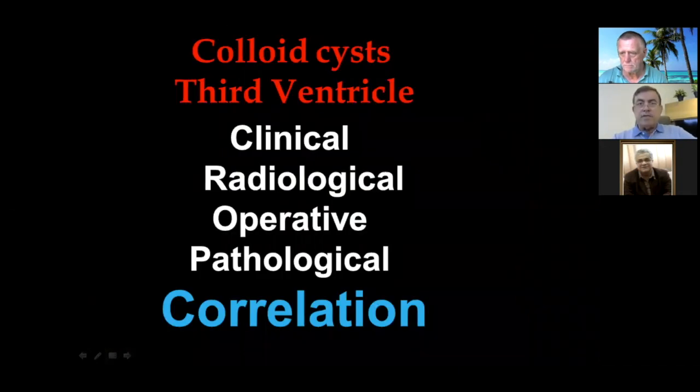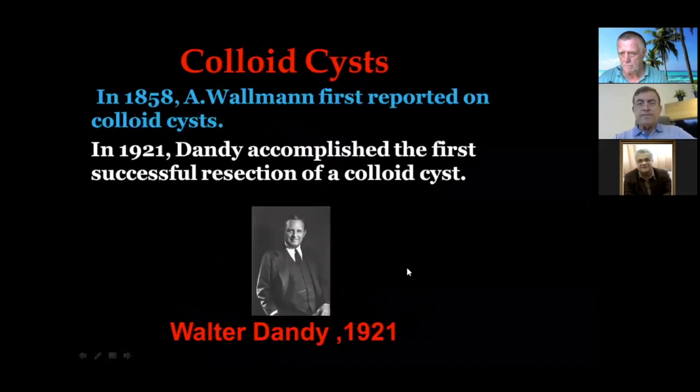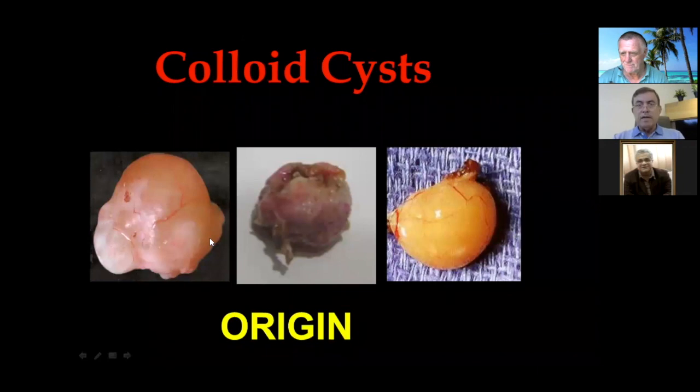The topic for this evening is going to be colloid cysts of the third ventricle. And as usual, we'll take them from the clinical, radiological, operative, and pathological correlation. Colloid cysts were first reported back in 1858 by Wollman, but the first surgery was done by Dandy in 1921. This is some of the colloid cysts as they appear and as they should be excised.